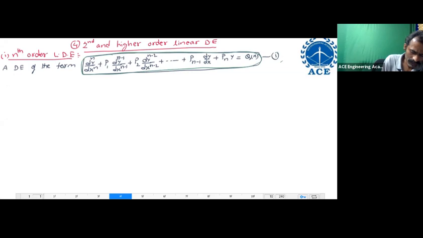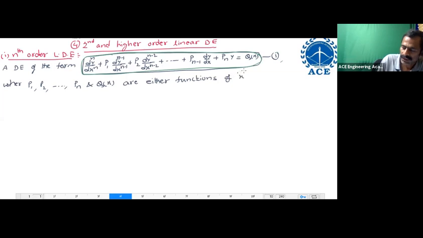Comma, where P1, P2, and so on, Pn and Q of x are either functions of x or constants, comma, is called nth order linear differential equation in dependent variable y.